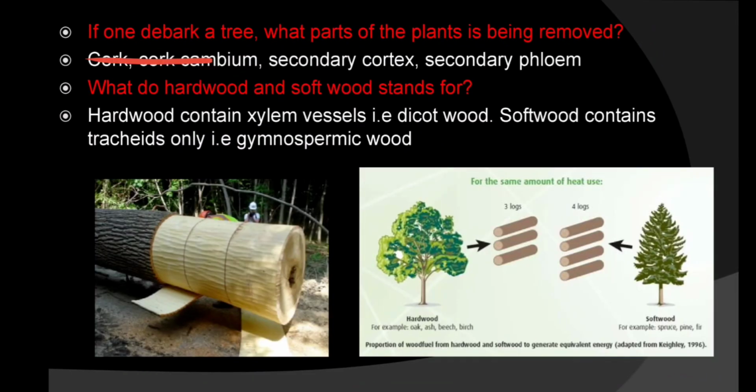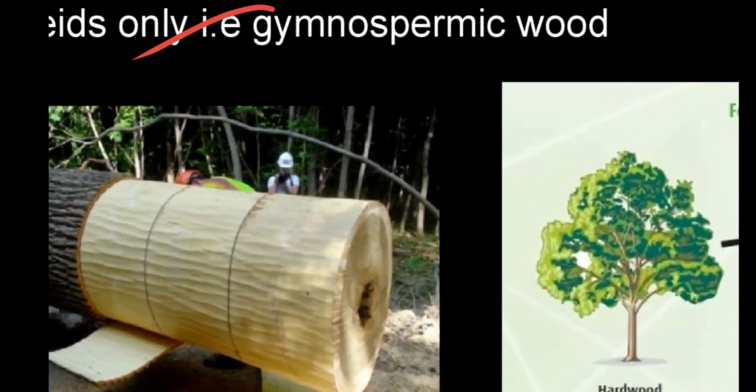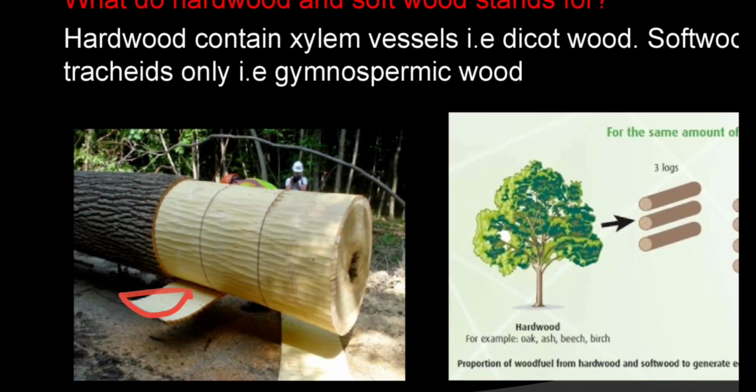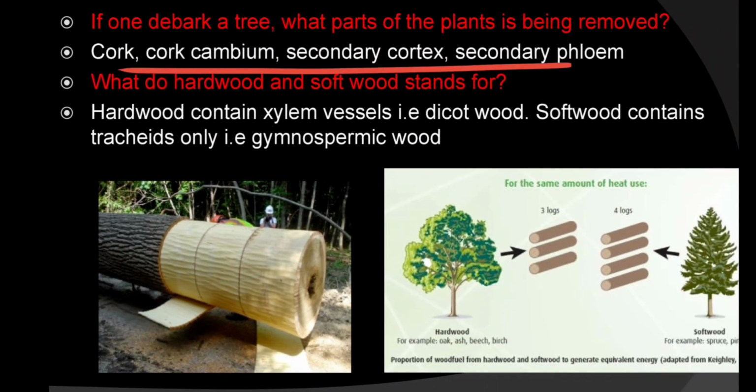Now next is, if one debarks a tree, what part of the plant is being removed? Debark means removing the bark of the tree. So if we remove the bark of the tree, you have to tell what are the different parts which are removed. If we debark a tree, the cork, the outer layer, then the cork cambium which forms cork and the secondary cortex inside. So cork is removed, cork cambium and secondary cortex as well as the secondary phloem. So these all are the parts that are removed when we debark a tree. Here this diagram shows where debarking is done. In this debarking, all these parts are removed.